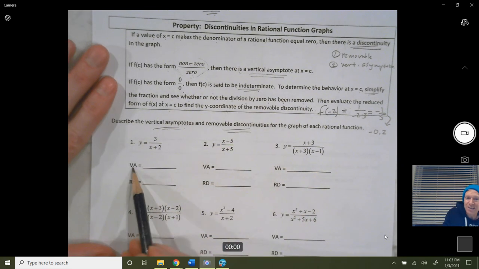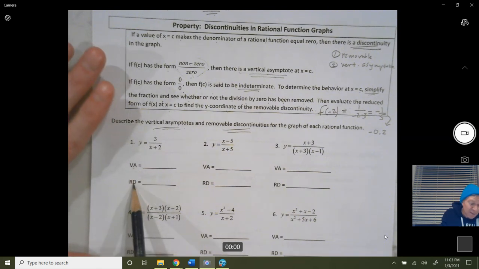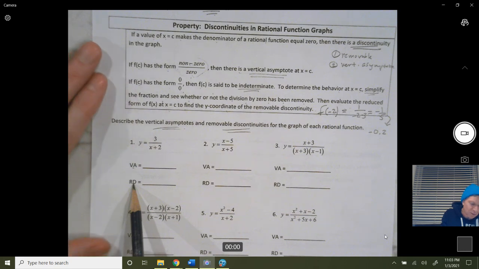A vertical asymptote, this is important. That's an equation of a line. You have to give me the equation of a line. Removable discontinuity, that is an ordered pair. It is one single point.